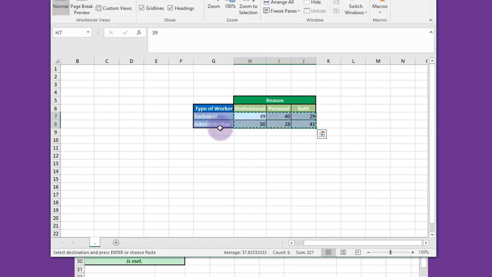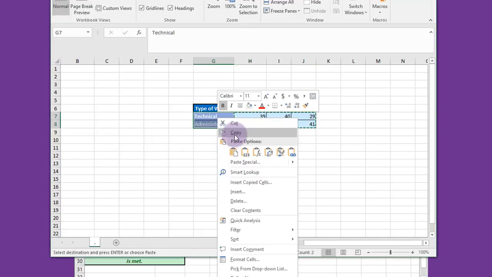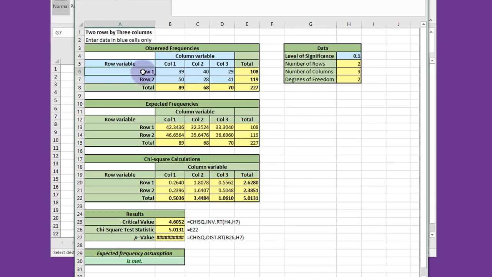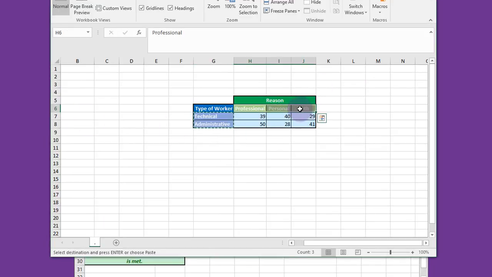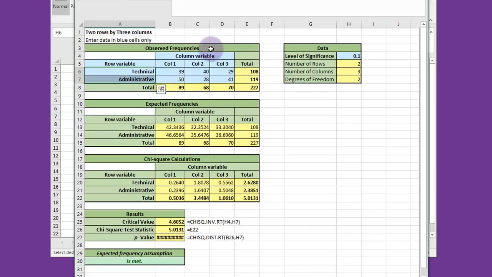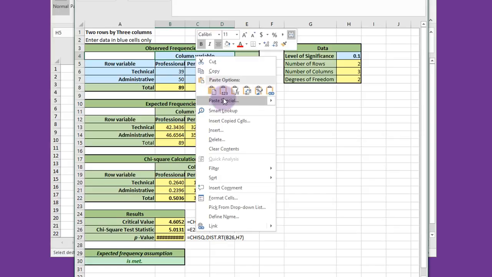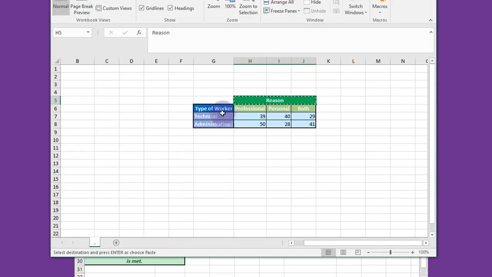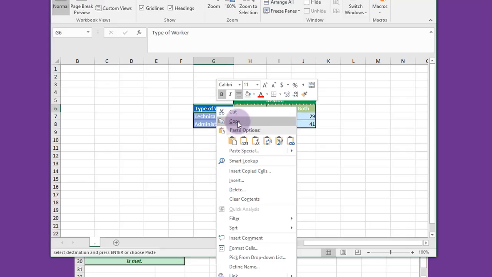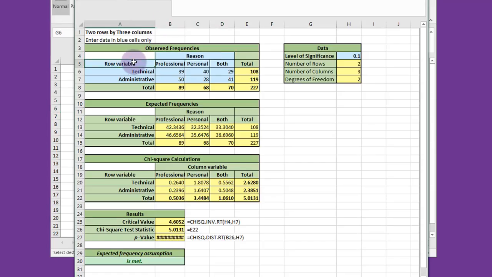So I'm going to do that and copy these, go back, paste the values, copy those, go back, paste the values, and we can also copy in the reason, the values, and finally I'm going to get the type of worker. And paste the values. And you can see that it pretty well fleshes out our calculator.